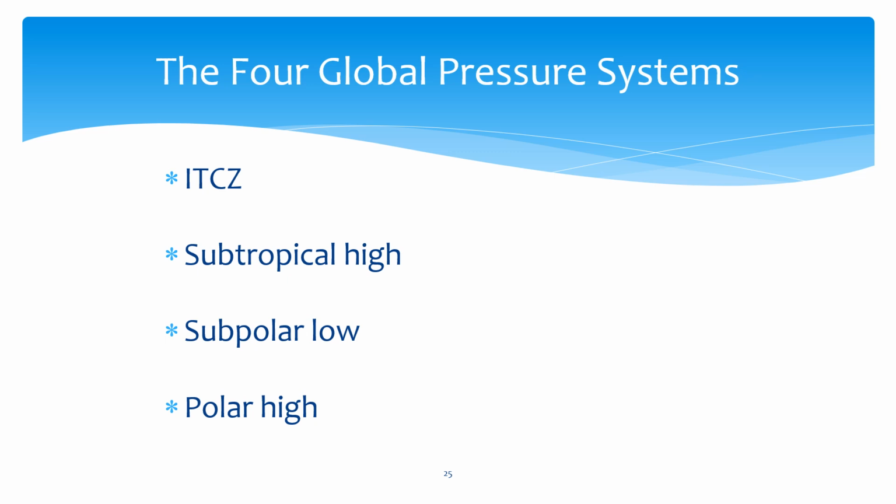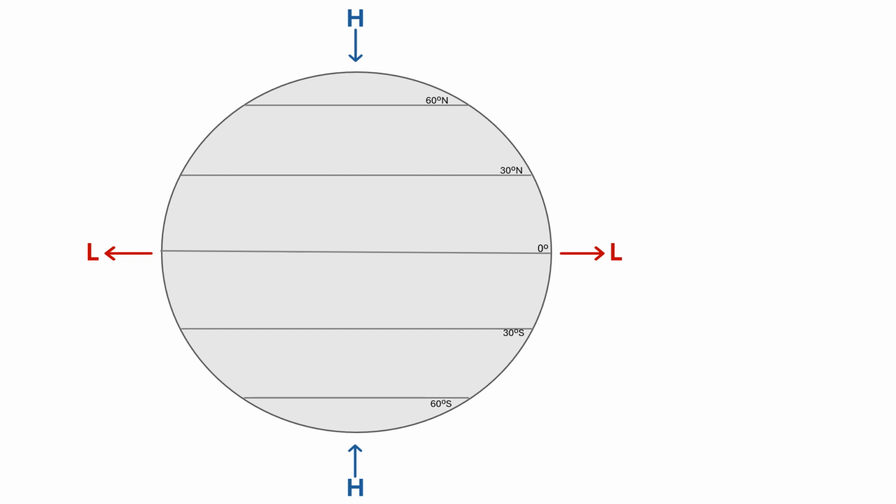We have 4 major global pressure systems that we're going to learn about: the ITCZ, the subtropical high, the subpolar low, and the polar high. Well, let's start out back at the basics. So let's find out where these global pressure systems arise and how they are created.